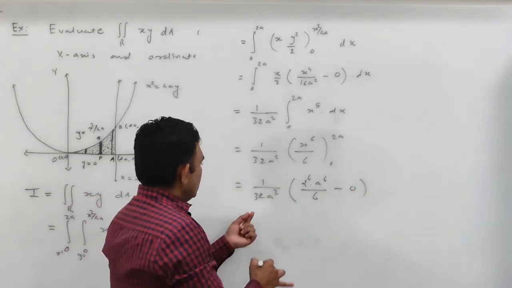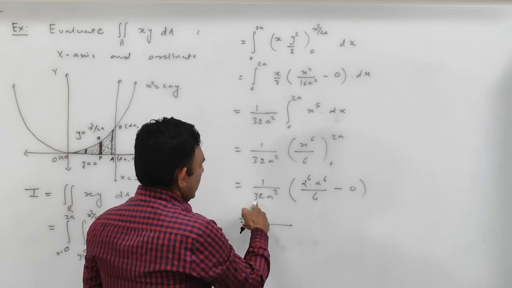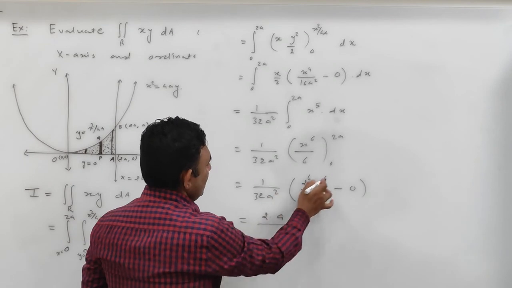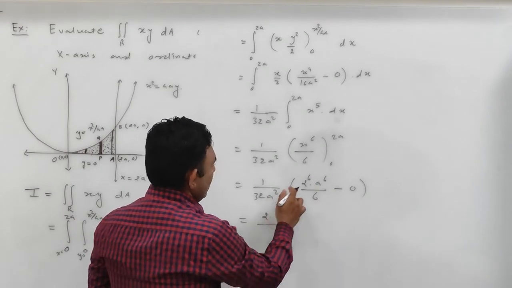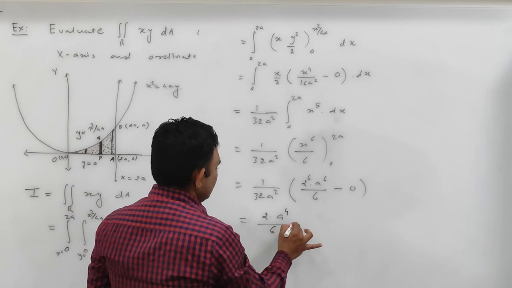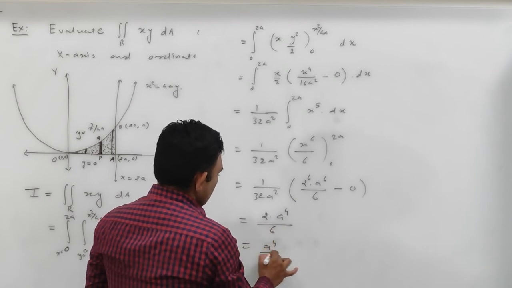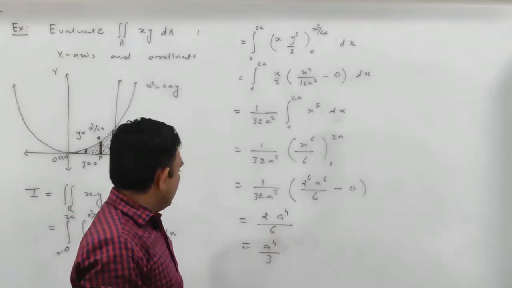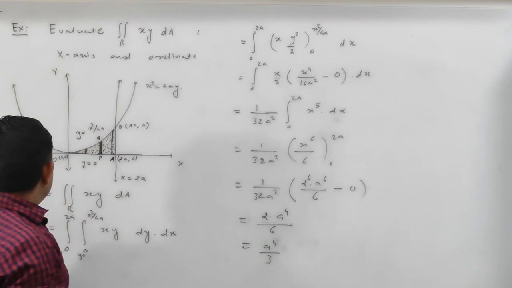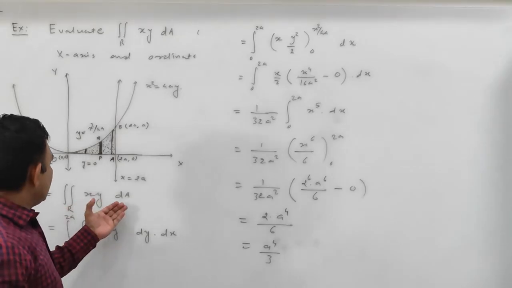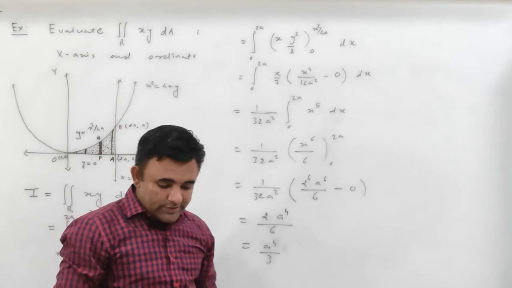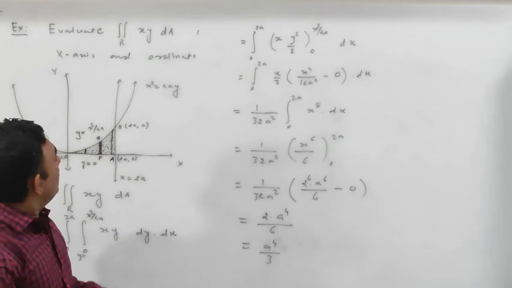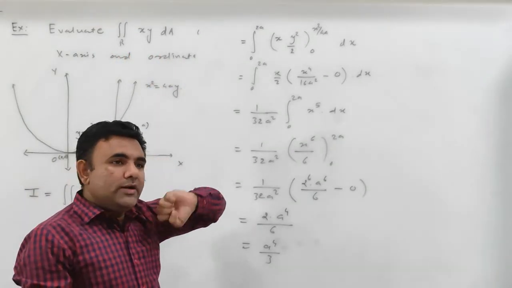See, 32 is 2 raised to 5, and here 2 raised to 6. So we are left with only 2, into a raised to 6 over a square, so a raised to 4, divided by 6. Again, it is a raised to 4 by 2 threes are 6, so it is 3, 2 and 2 cancel with this 6. So a raised to 4 by 3. So my answer of the double integration of xy dA over this region R is a raised to 4 by 3.